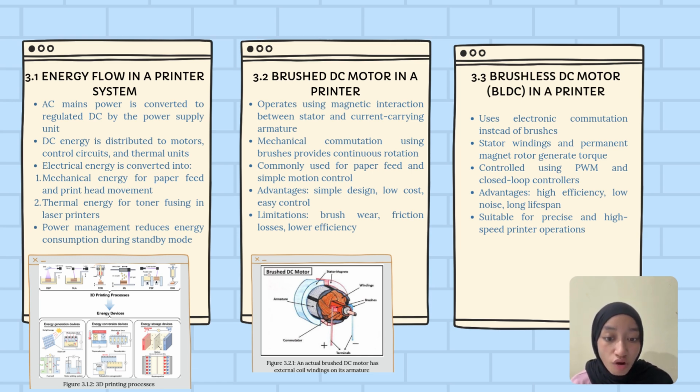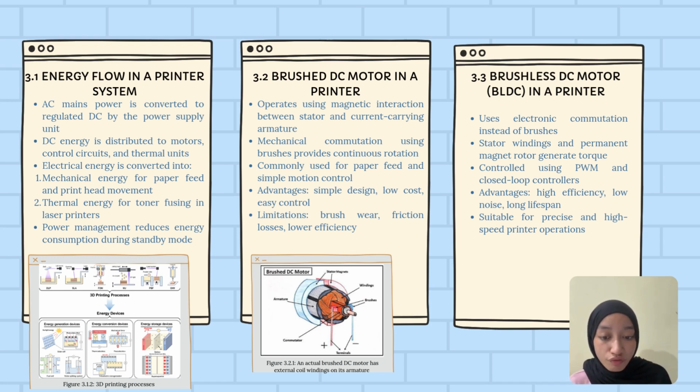Electrical energy is converted into mechanical energy for paper feed and print head movement. Thermal energy is used for toner fusing in laser printers. Power management reduces energy consumption during standby mode. As you can see, figure 3.1.2 shows the 3D printing process to energy device.